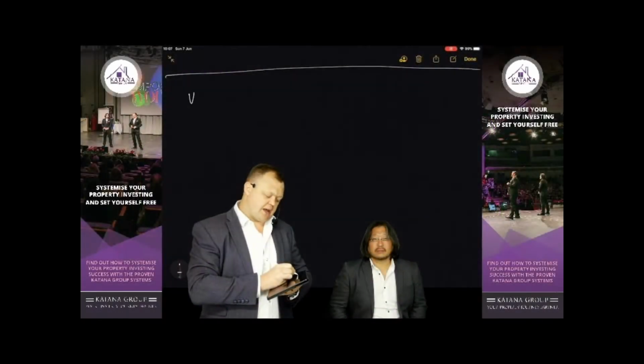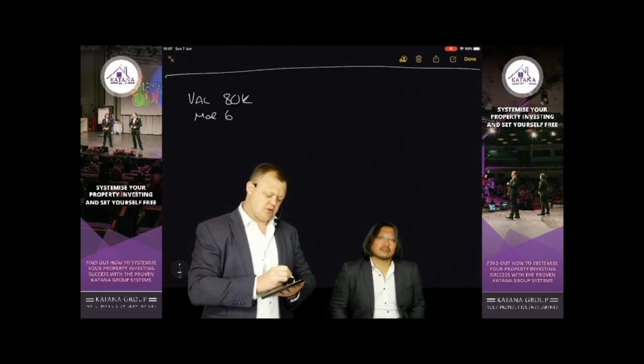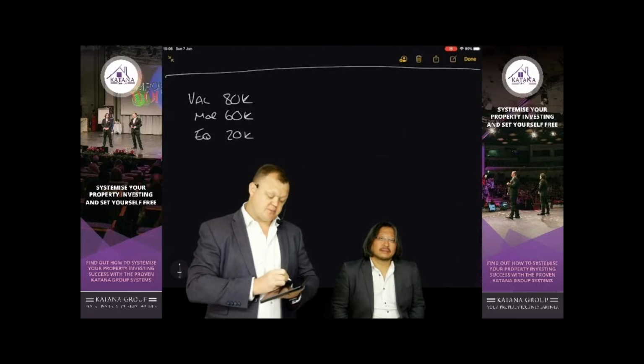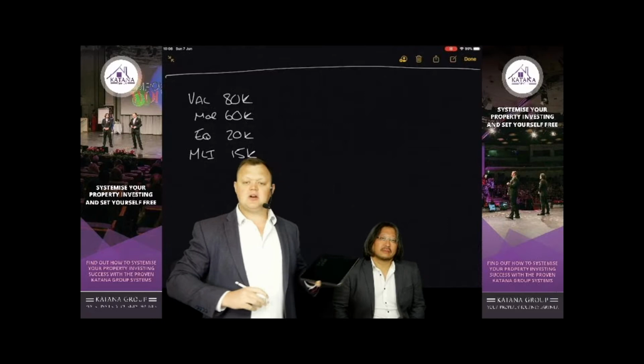The value of the house is 80K, mortgage 60K, equity 20K, and then your investment, so your MLI, of 15K. Okay, these are your standard figures.